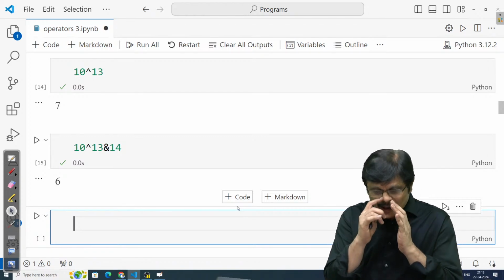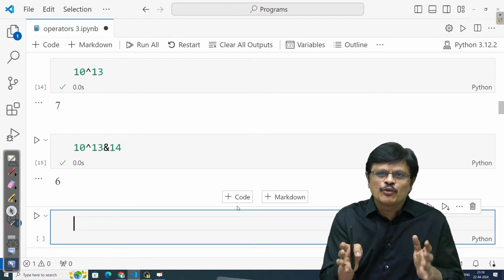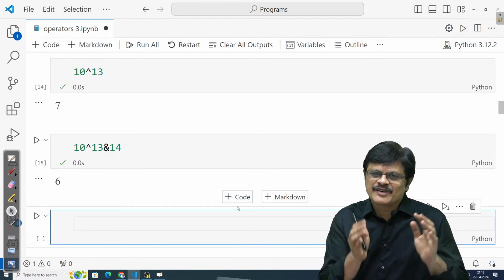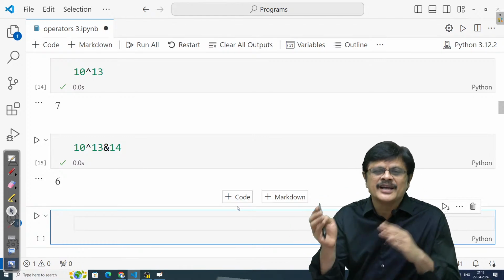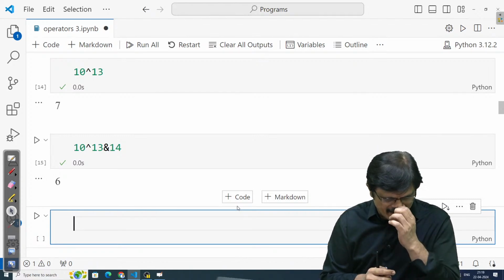But if you want that order of precedence to be the way you want, you can use parentheses. That is, if first you want to do XOR, followed by AND, use the parentheses, my dear friends. Am I clear? That is the idea.